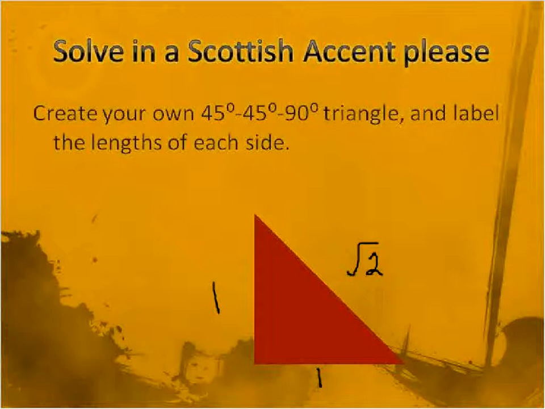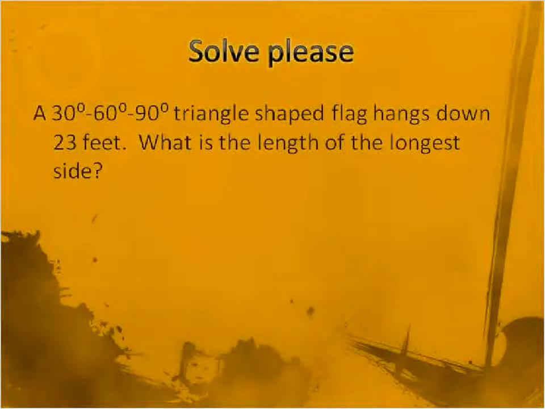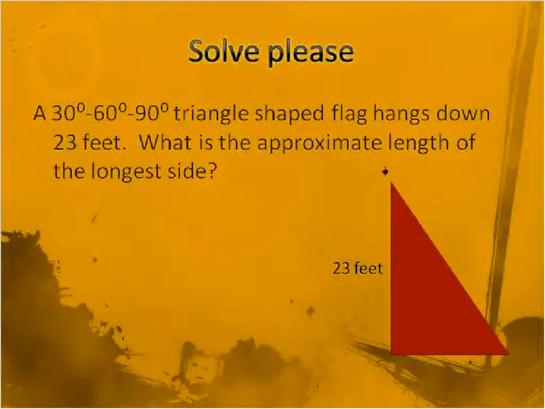For our next question, we're going to be looking at a 30, 60, 90 triangle, and it's a triangle-shaped flag. It hangs down 23 feet, and they are asking us what the length of the longest side is. So let's take a look at this triangle. It's like a flag here. It hangs down 23 feet. We know it's a 30, 60, 90 triangle. And what we're trying to do is find out the length of this longest side.